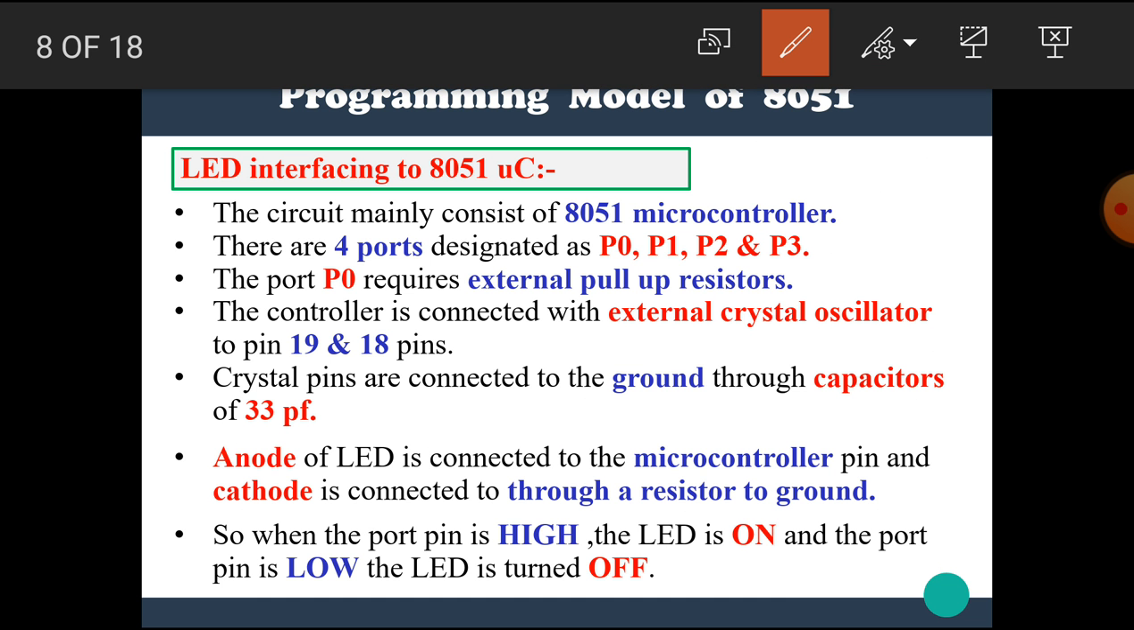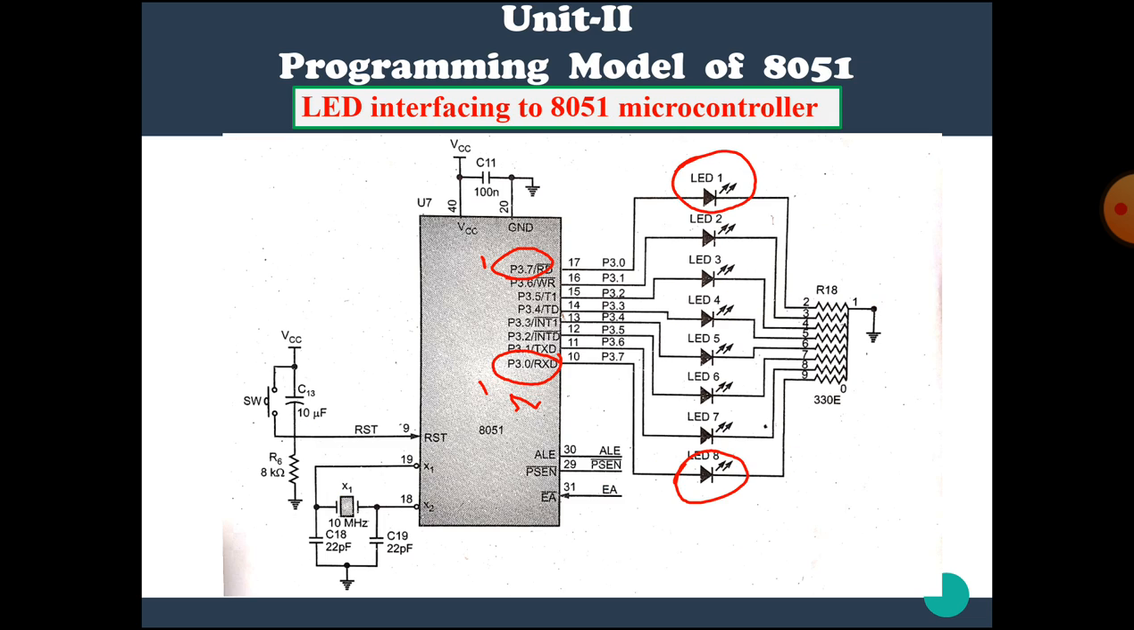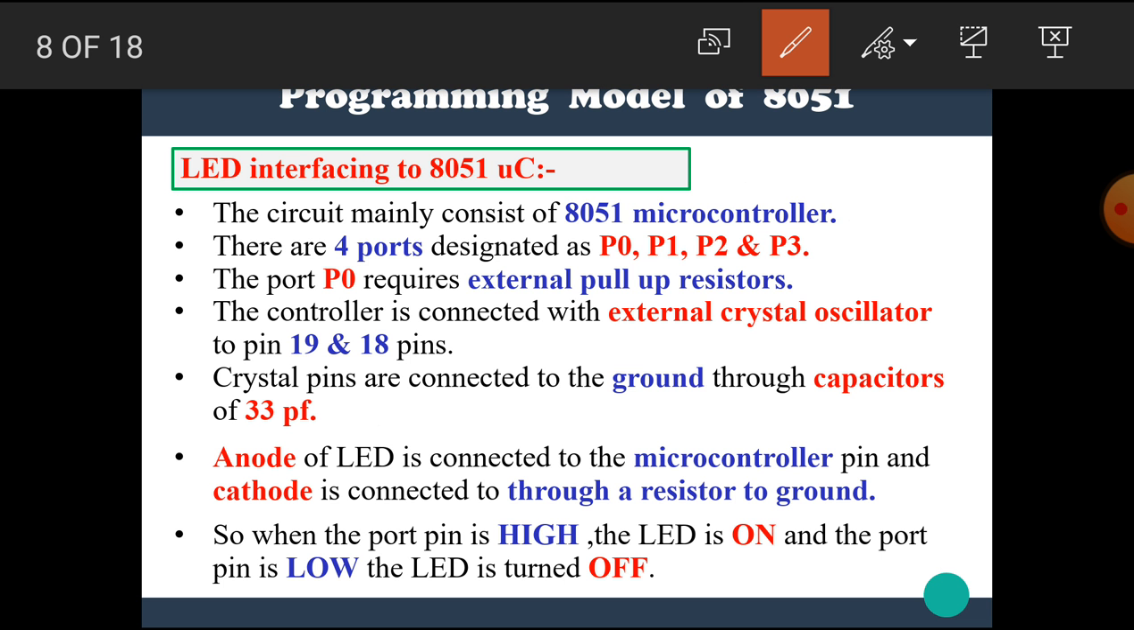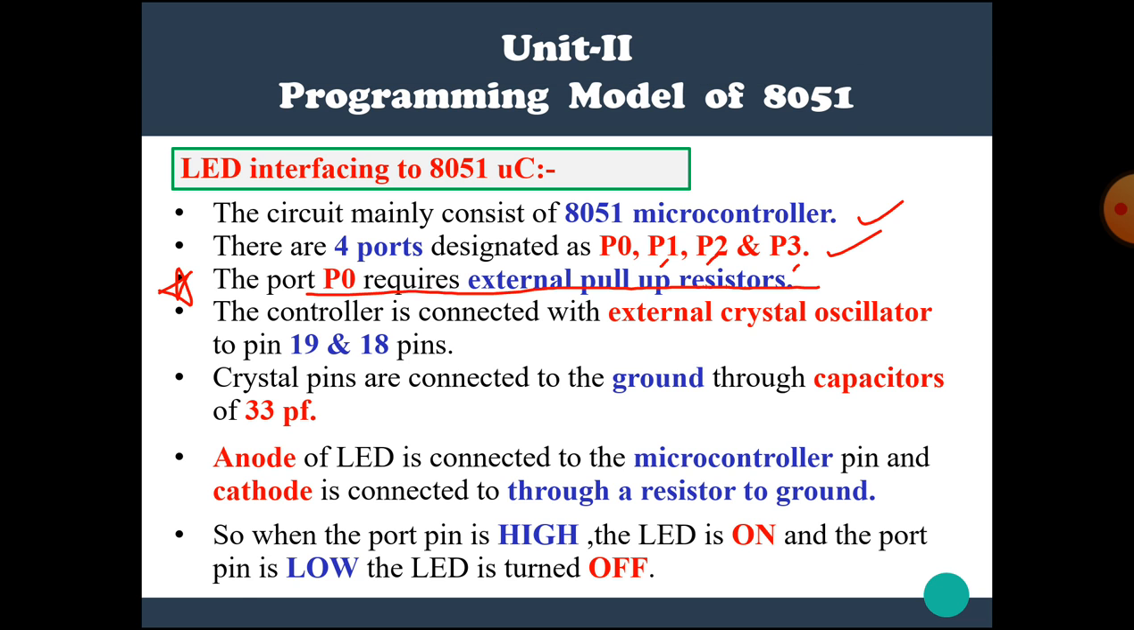This is the general description of this diagram. This description says that the circuit mainly contains the 8051 microcontroller. There are 4 ports, P0, P1, P2 and P3. This is a very important statement here: port P0 requires external pull-up resistors for its operation, and the other ports, P1, P2, P3, have internal pull-up resistors, hence they do not need external pull-up resistors for their operation.